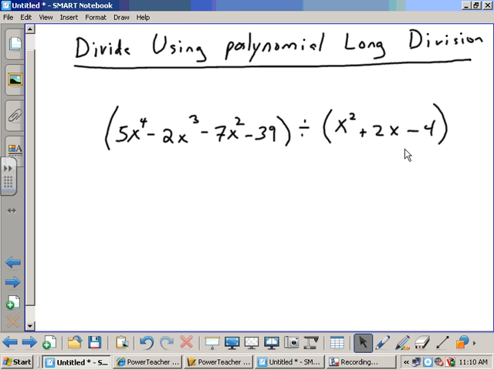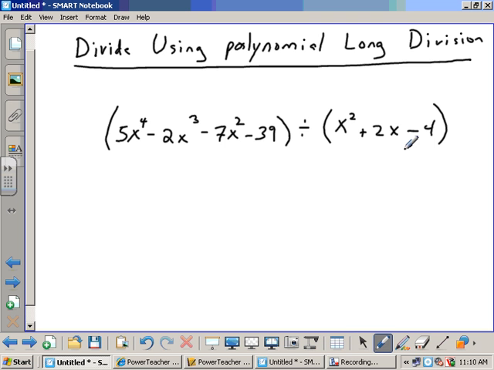Here I want to take a look at dividing polynomials using long division. So here we have 5x to the fourth minus 2x cubed minus 7x squared minus 39. Now we'll notice that we're missing the x term in this first polynomial, divided by x squared plus 2x minus 4.